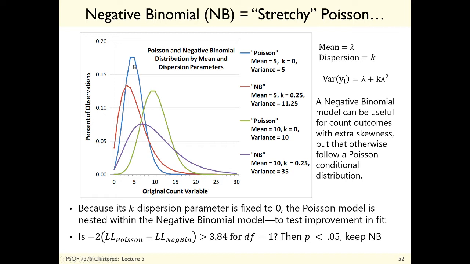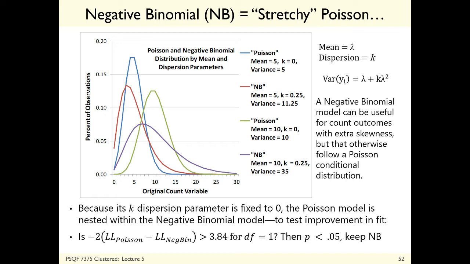So if we look at red and blue, red is a distribution that starts with Poisson but adds this k stretchy factor so that the variance is higher than the mean, whereas the Poisson one that's in blue, the variance is the same as the mean. So blue is more concentrated, red sort of spreads out and has a little bit more expected skewness. The same is true for purple versus green, where green is the Poisson where the mean and the variance are 10. The negative binomial version still has a mean of 10, but it has more skewness to it. So this ends up working pretty well for count data that have more skewness than would be expected, which is almost all of them.